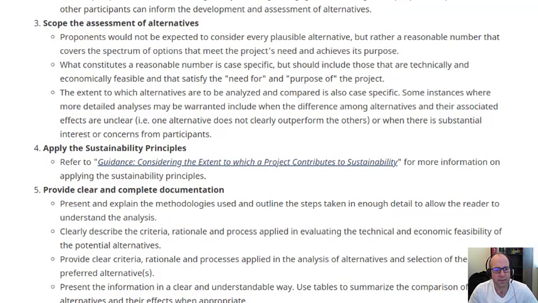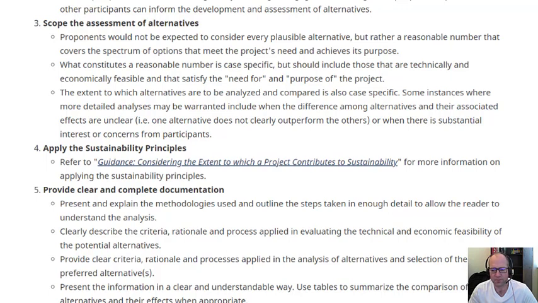Next is apply the sustainability principles, and there's a whole different guidance document on this, but essentially what it means is you need to consider both short-term and long-term costs and benefits. You need to consider economics, environment, social aspects, and then provide clear and complete documentation. So you need to explain all of the different criteria you use in your decision and how you come to those rankings and weightings if you apply any.